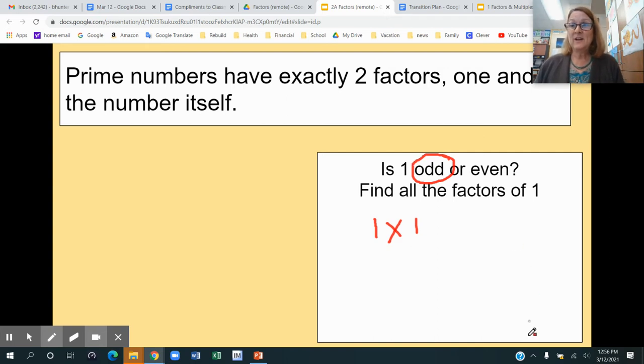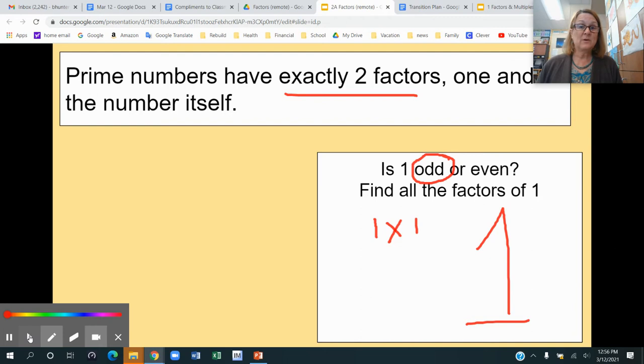So 1 is an interesting number. It only has 1 factor: 1. It doesn't have 2 factors. So it's actually not considered a prime number. Some people think it's a prime, but the definition says it has to have exactly 2 factors. Okay, let's go on to this one.